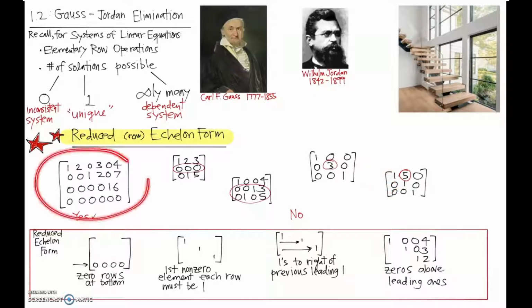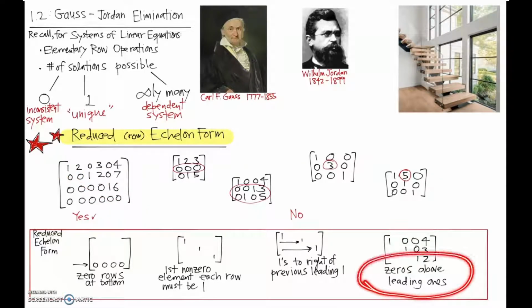So let's make sure this guy follows all the rules, the one that we said was in reduced echelon form. Zero rows at the bottom. Yep, it's right there. First non-zero element of each row must be a 1. Looks like that passes. 1's to the right of the previous leading one, for sure. And 0's above leading ones. This is the one that takes some work, usually, to get.